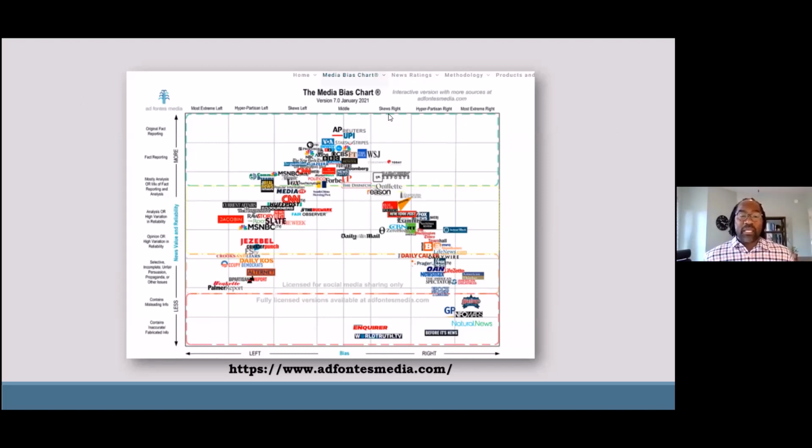And this is a media chart, the media bias chart that we talked about earlier. We even talked about it in another session with Carol. If you look on the left, those are of course left-leaning. On the right, more conservative. And this is something that could serve as a useful tool to your students. You could also make it interactive.